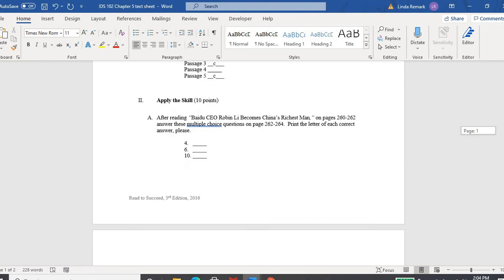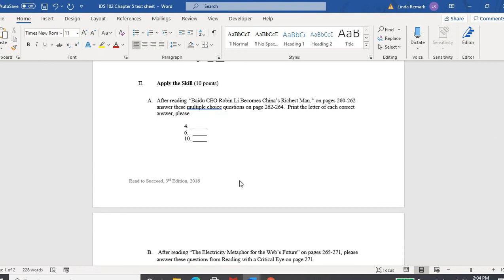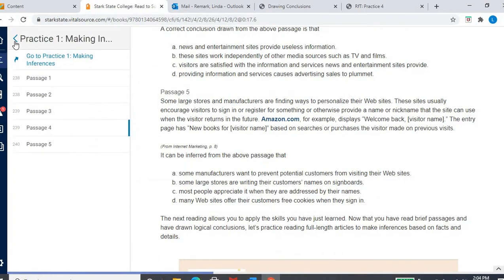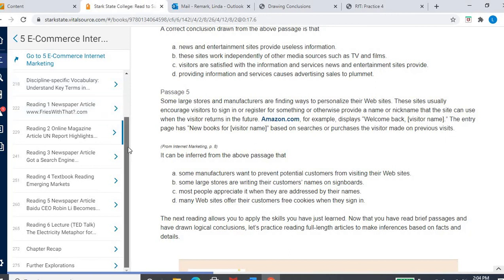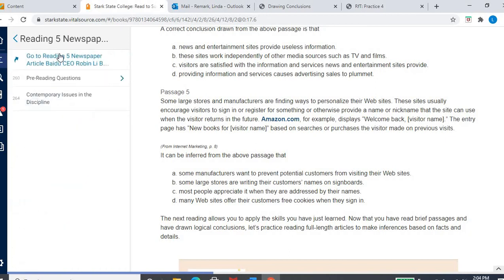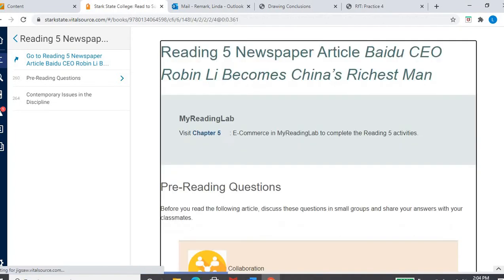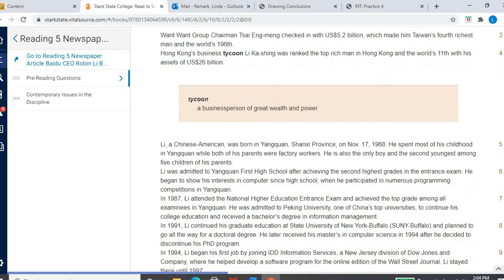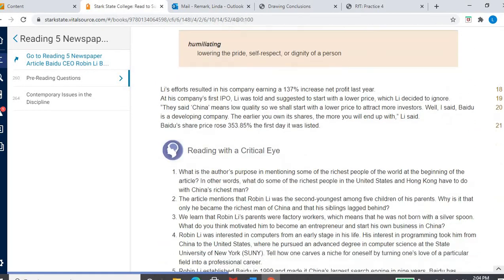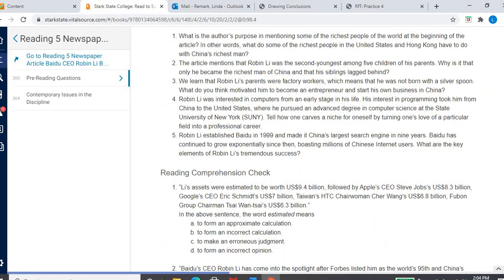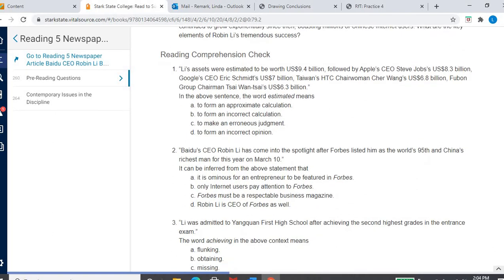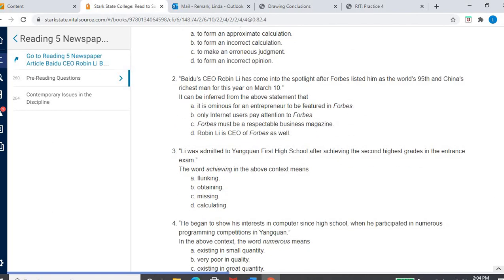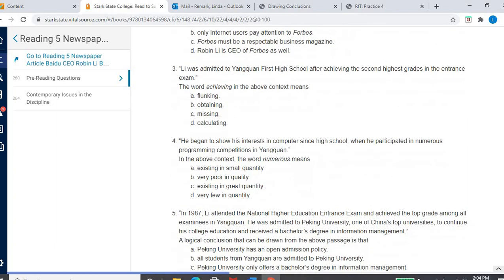All right, moving on, you're going to go ahead and read this selection about China's richest man. So if I get back in here and I click here, get all through here. Here we go. Reading number 5. So you're going to go ahead and read, and this talks a lot about Apple and its connection with China. Then you're going to get down to the comprehension check here, and you're going to answer questions 4, 6, and 10. Let's do 4 together.